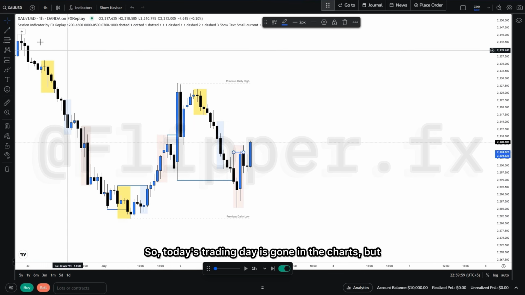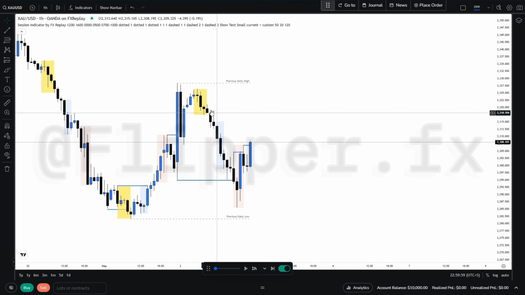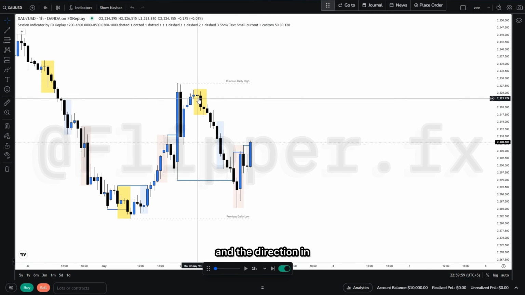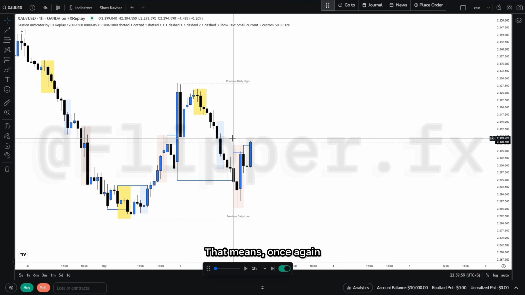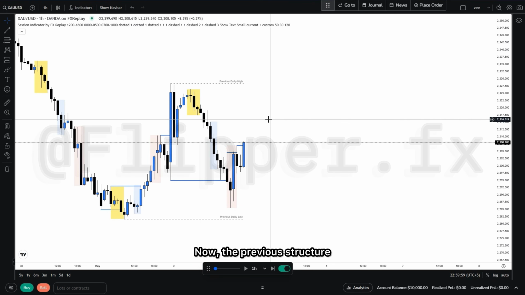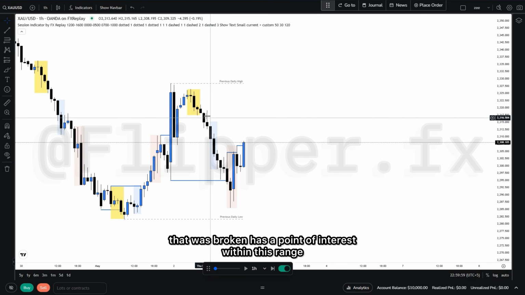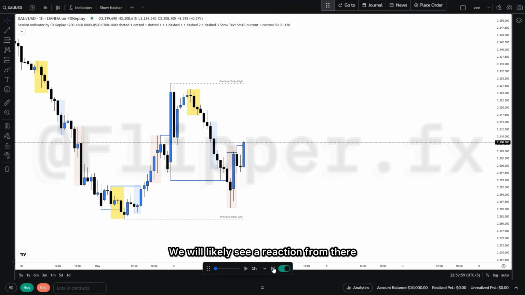So today's trading day is gone in the charts, but the direction in which the market is moving and the direction in which the structure is breaking is clearly bullish. That means once again our bias remains bullish. Now the previous structure that was broken has a point of interest within this range. We will likely see a reaction from there, but even with that, our main bias for now continues to be bullish.